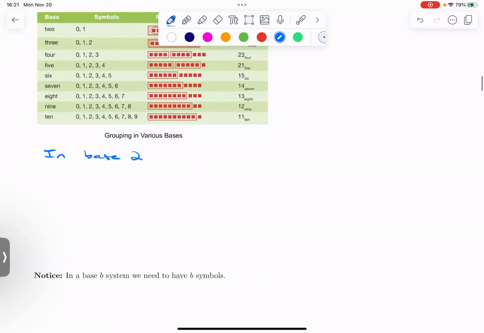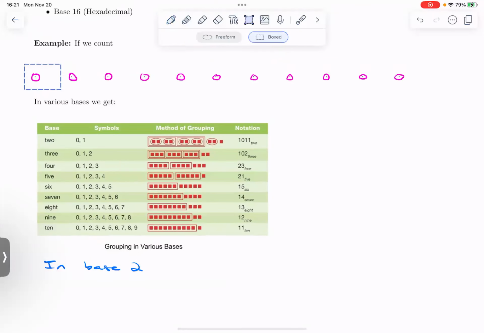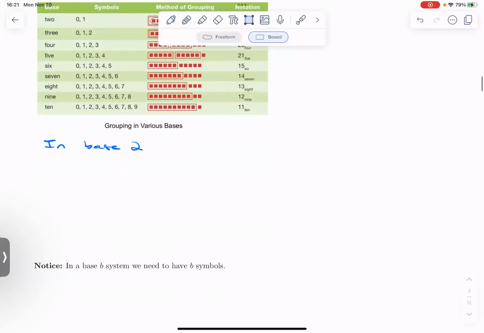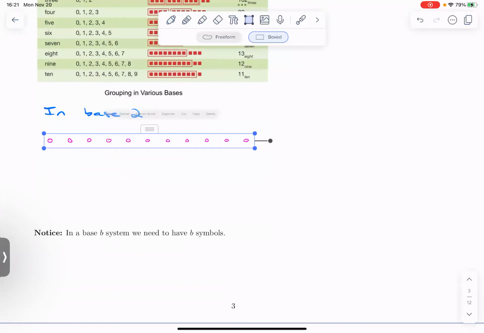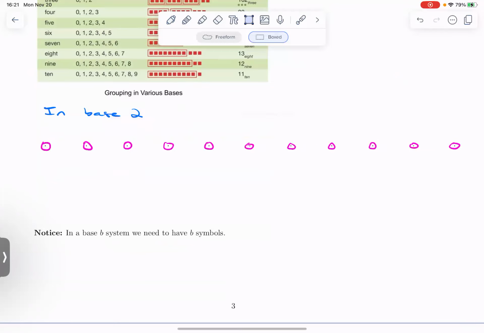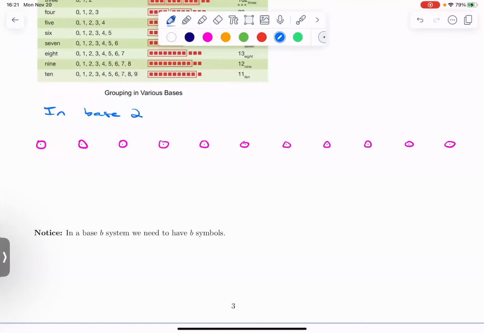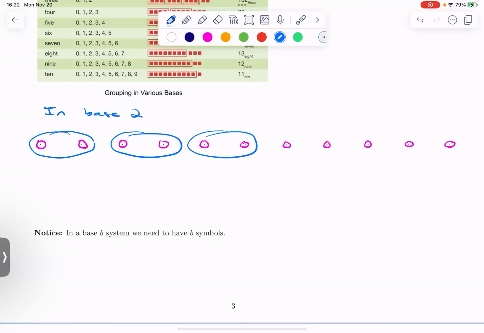In base 2, let me copy these. What we're going to do is exactly the same as when we work in base 10, but for me, I just have a harder time with it. Okay, so I'll start with making groups of 2. So as many groups of 2 as I can. 1, 2, 3, 4, 5. And then one lonesome one.